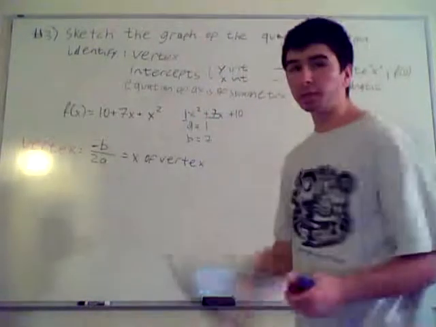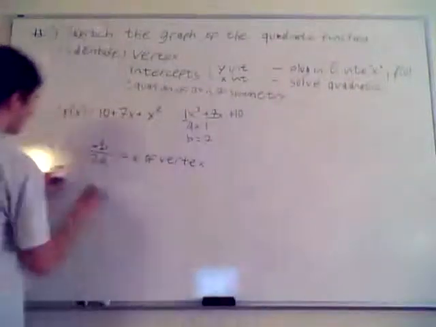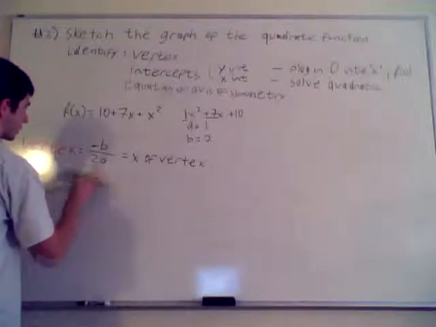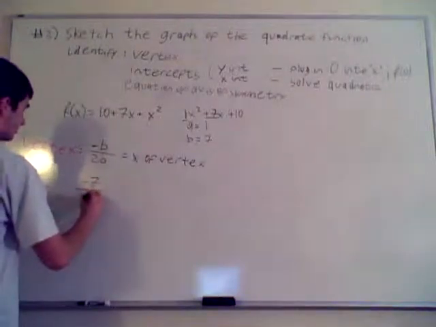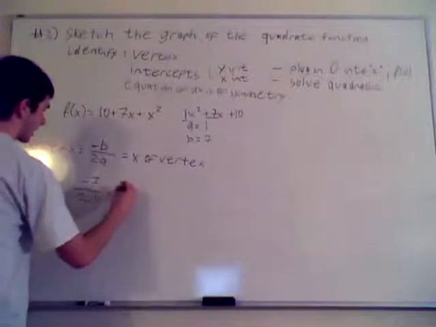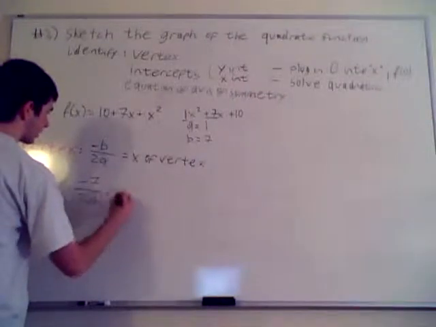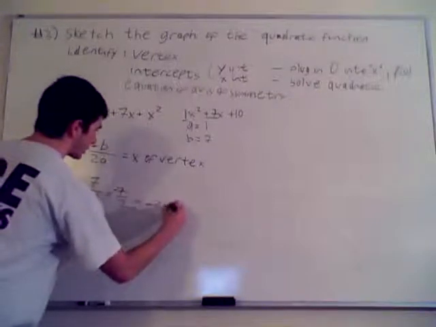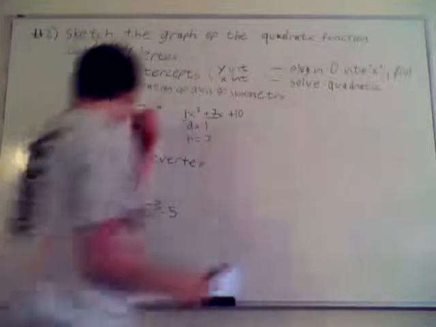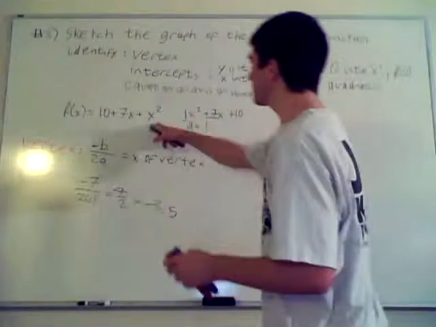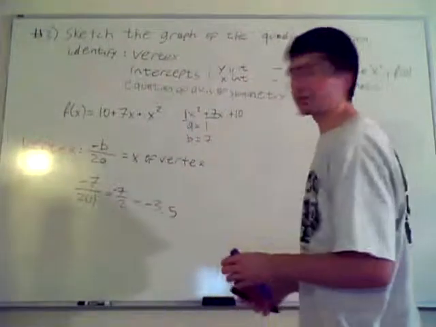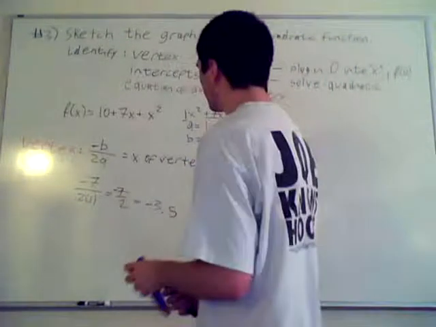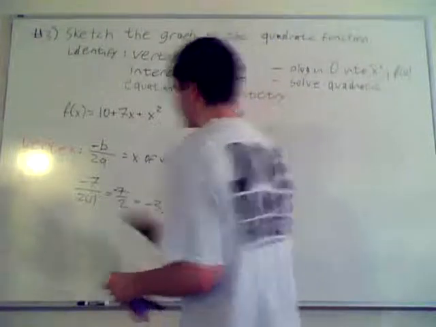Okay? Now you can plug this into here. Negative b, so negative 7 over 2a, 2 times 1. So you get negative 7 over 2, which is equal to negative 3.5. Okay? Now, you have to plug that into here to get your y value for this. So we're going to do that right now.